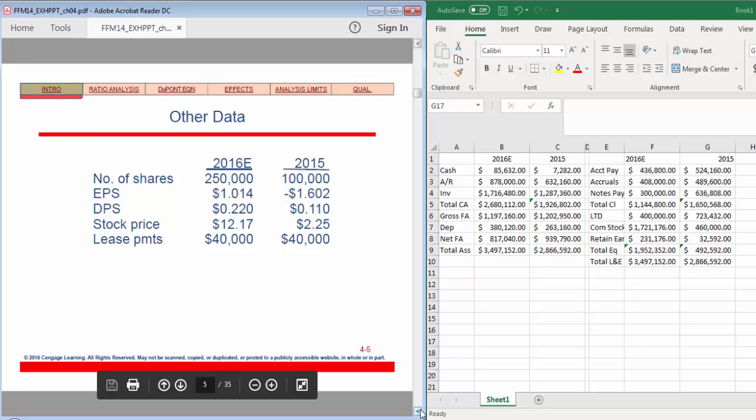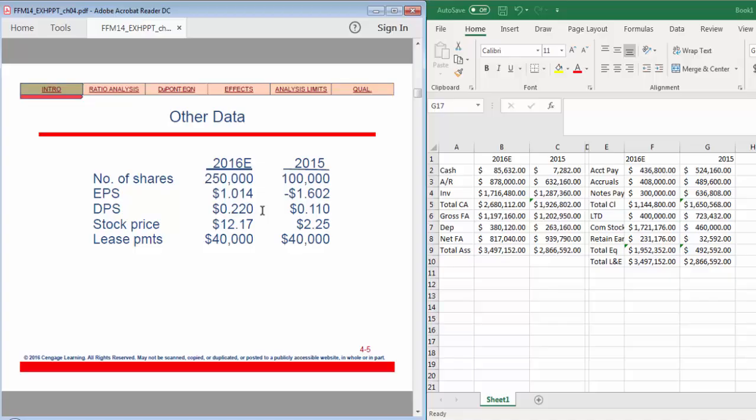So moving on, we have other data which is given to us, which is the number of shares. You can see that they are expected to increase from 100,000 in 2015 to 250,000 in the 2016 estimate. Earnings per share go from a negative number in 2015 to 1.014, that's an earnings estimate. Dividend per share is expected to be doubled from 2015 to 2016. So instead of 11 cents, shareholders are expected to receive 22 cents per share as dividend.